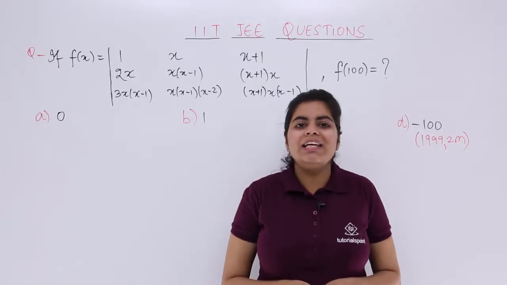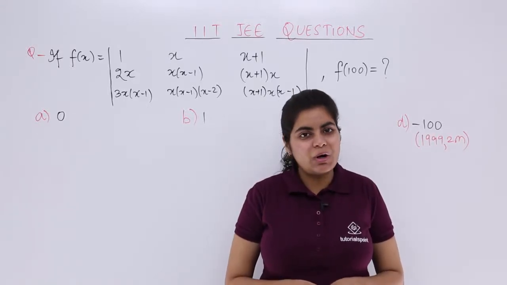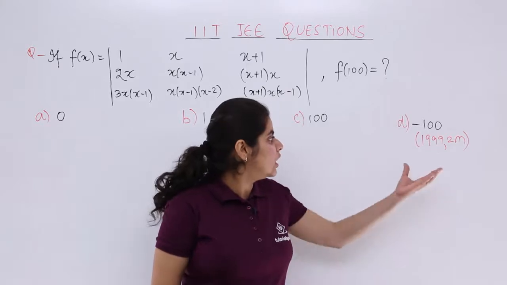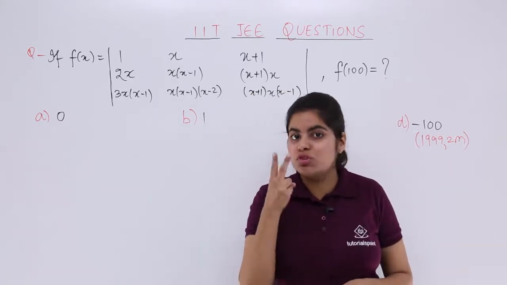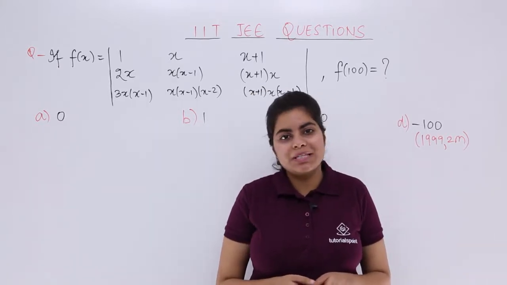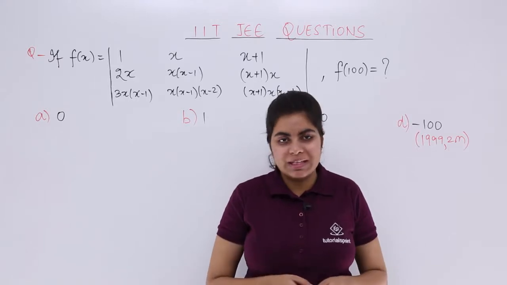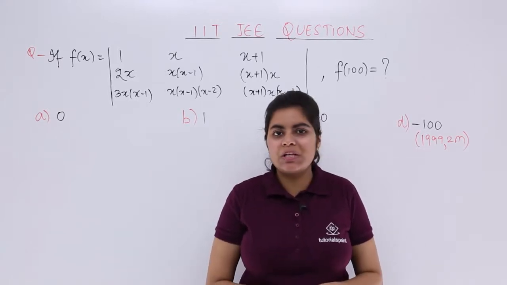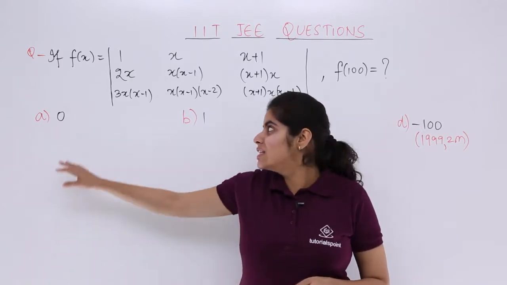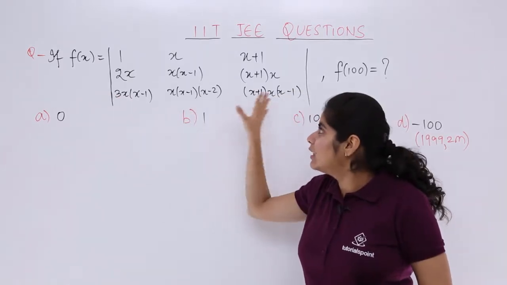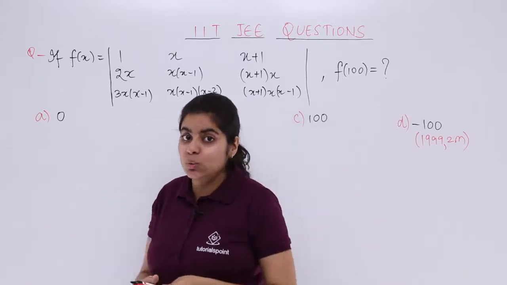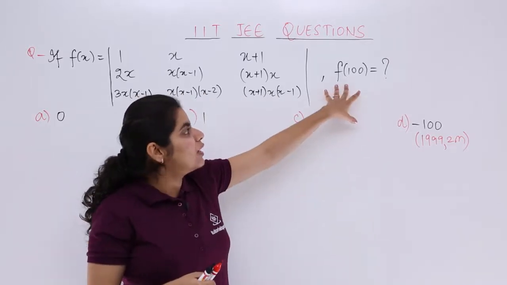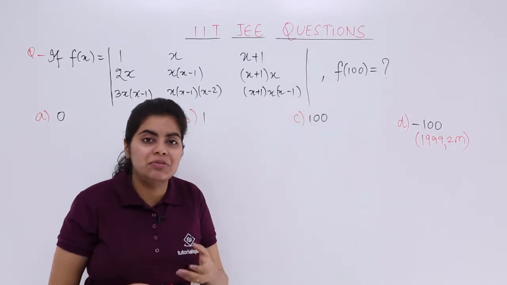In this video, let's see another IIT JEE numerical problem which was asked in the year 1999 for 2 marks, and the problem is based on the topic of determinants. Now let's see what the question has to say and we'll get started with the solution. So the question is, if f(x) is a given determinant, a very complex huge determinant in front of you, what is the value of f(100)?